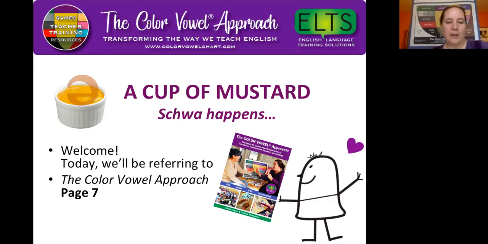Okay. We're working with the color vowel chart, the color vowel approach, page 7, where we have a nice little section, very short but very concise, about just what schwa is. And we don't get so much in the book as to how to teach it. So that's why we're having this webcast today. Okay, but taking a look at that will definitely be helpful.